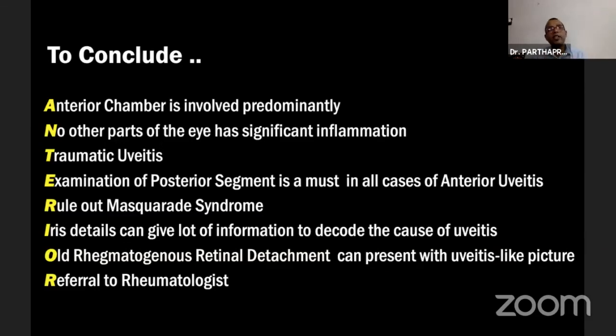You should not unnecessarily treat these patients with topical and oral steroid, because these are recurrent conditions and often require long-term therapy with systemic or topical steroid, which may lead to the development of cataract or glaucoma. So referral to a rheumatologist or starting early immunosuppressives can actually help us to prevent this kind of complication in these patients with anterior uveitis.